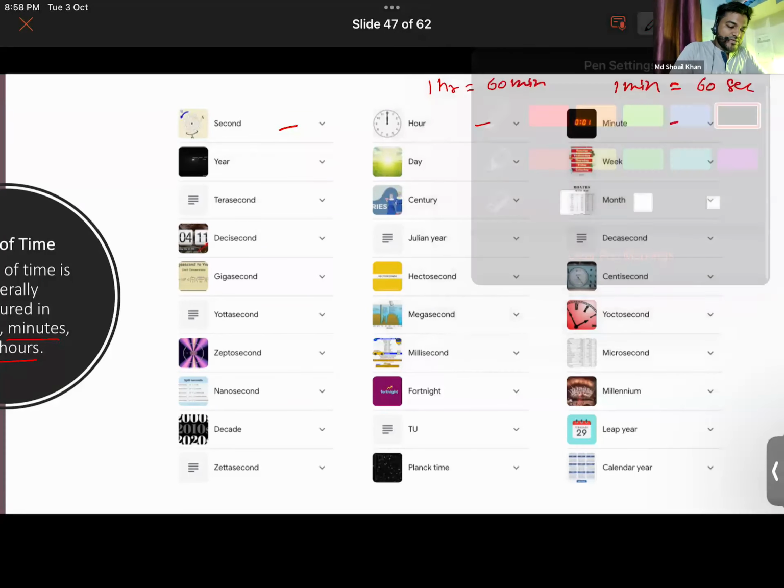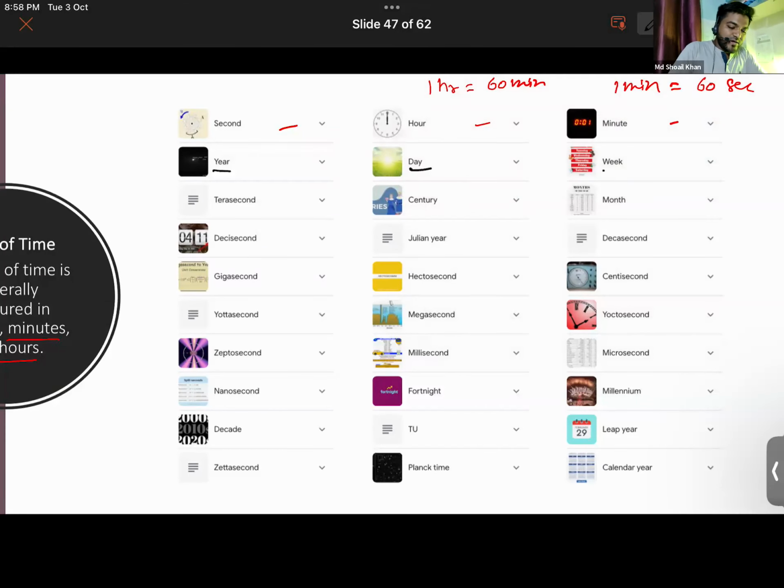Other units to measure time are year, a day, a week, terasecond, century, and month. Then there are certain other units also which are not very important for you to remember. A decade is 10 years. A century is 100 years. Then there's a Julian, decasecond. A leap year is one in which the month of February is of 29 days. Then you have got the millisecond or megasecond, or the calendar year of 12 months.